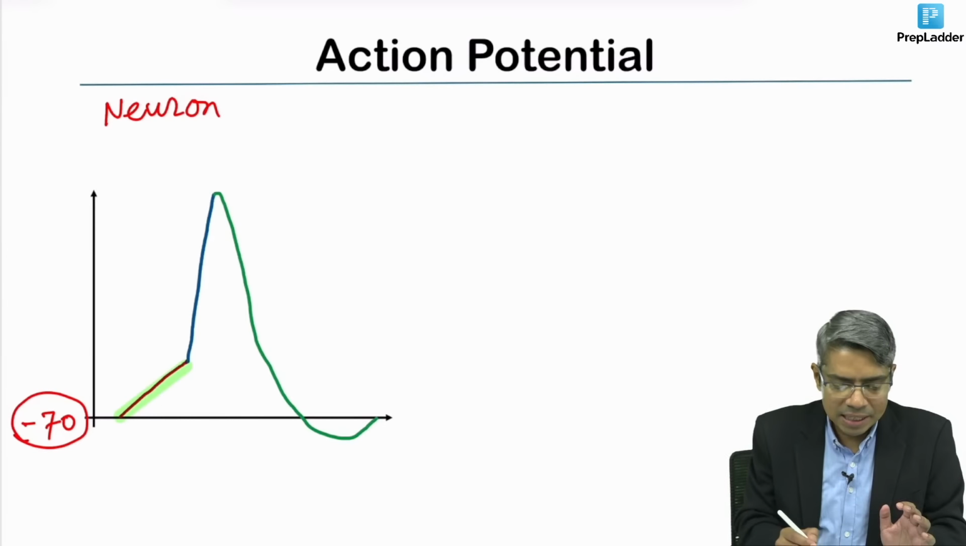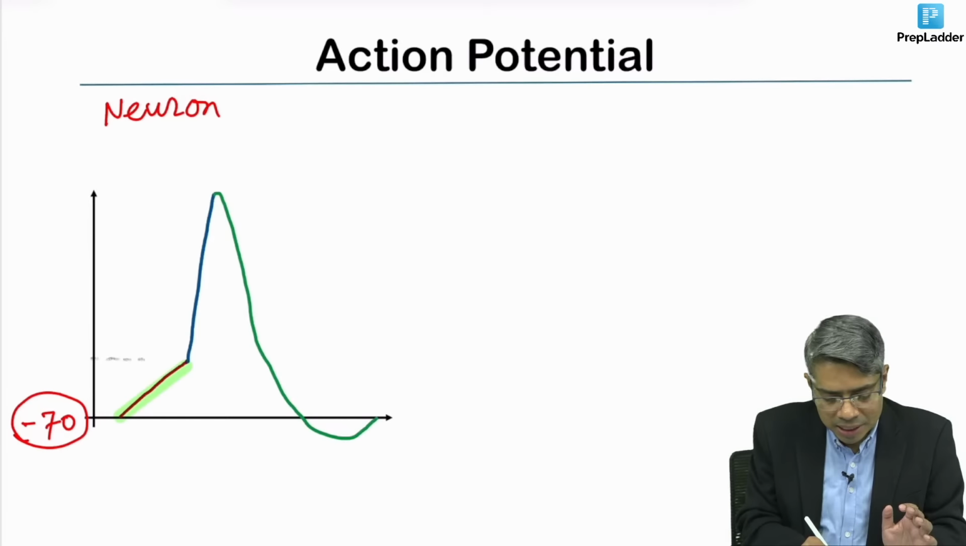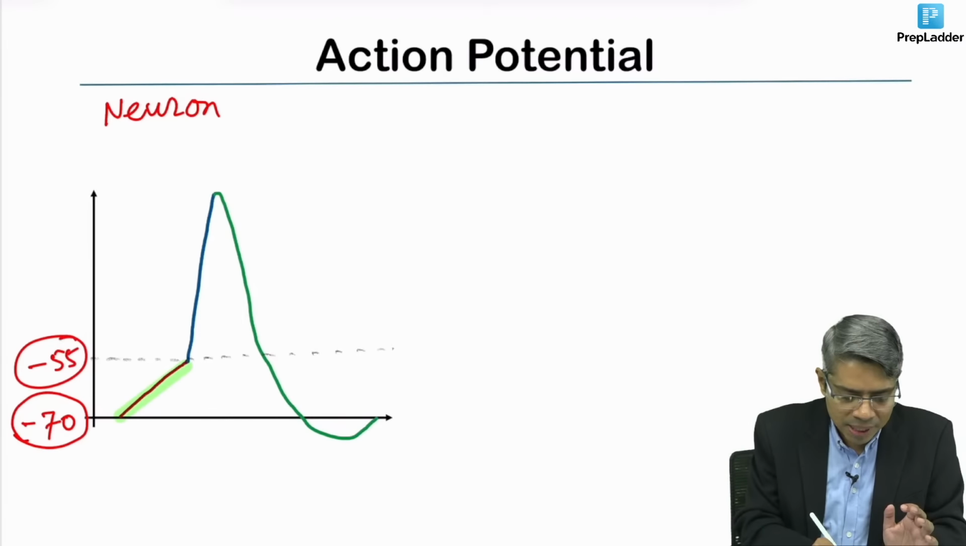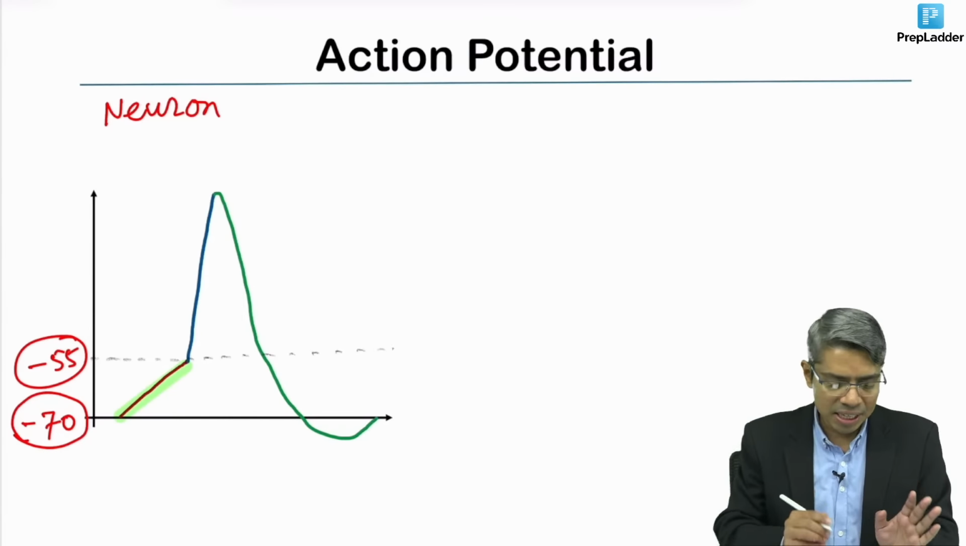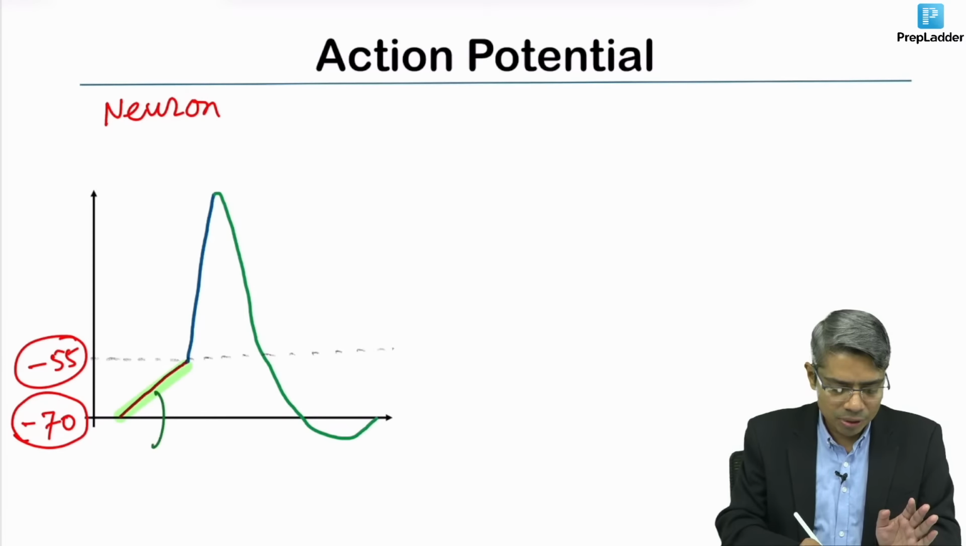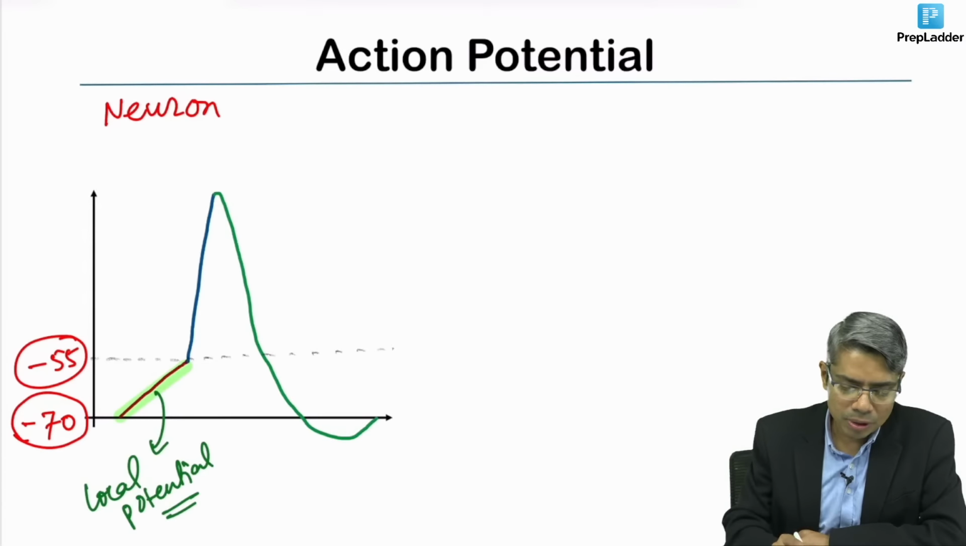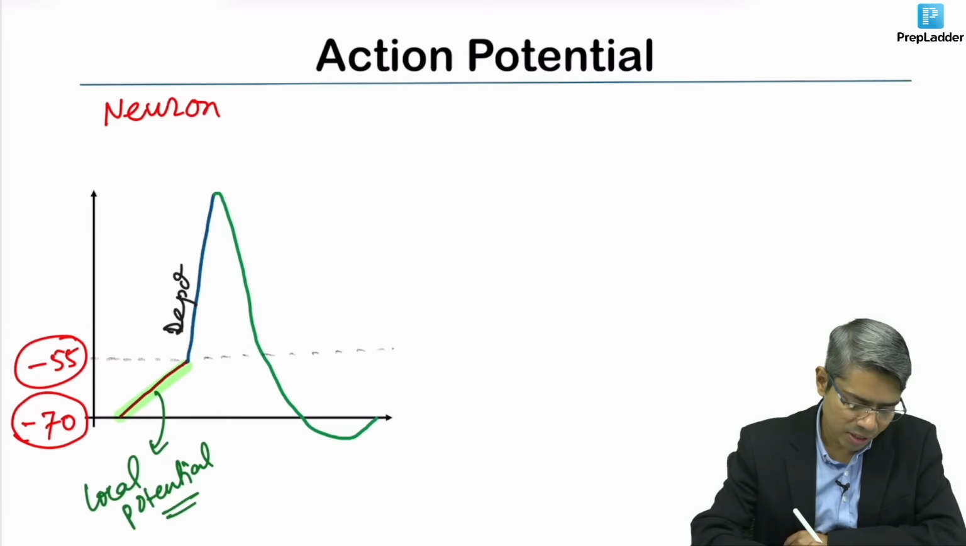So, from this minus 70 millivolt, whenever the membrane voltage is reaching up to this minus 55 millivolt, this part of the potential change is known as the local potential. So, here you have to remember this is known as the local potential. Local potential is not part of the action potential, but whenever the local potential is crossing this threshold voltage of minus 55 millivolt, this is the threshold voltage, then the action potential will start, and the first part of the action potential is known as the depolarization phase of the action potential.